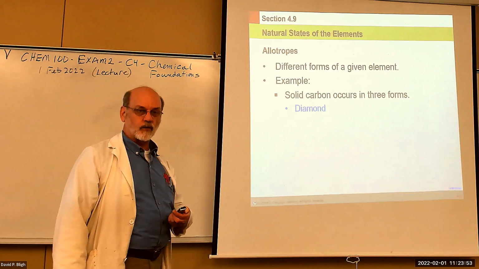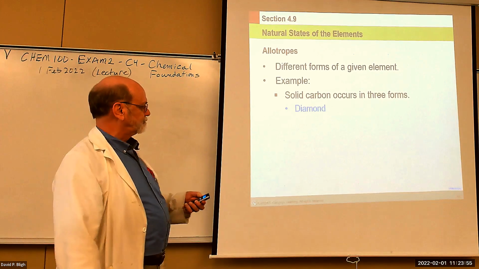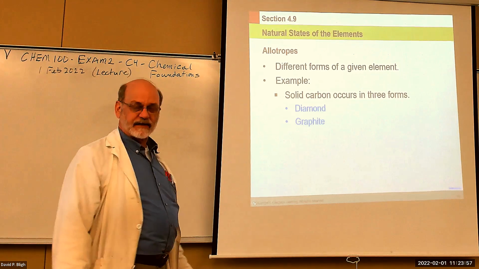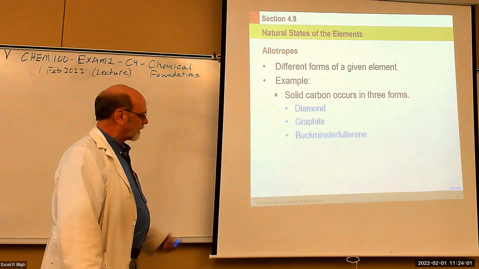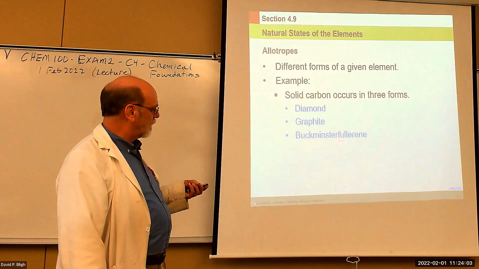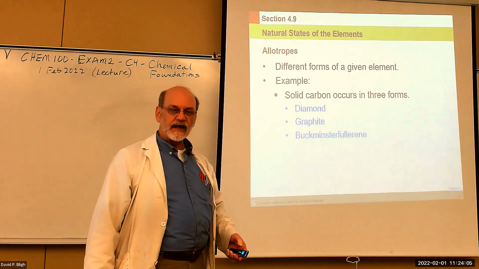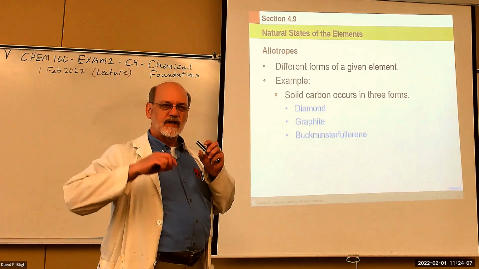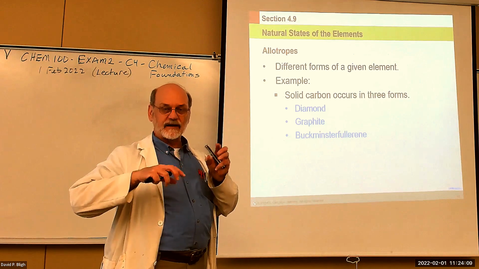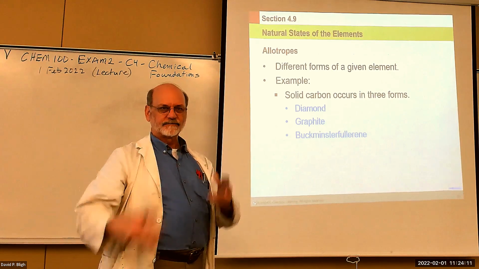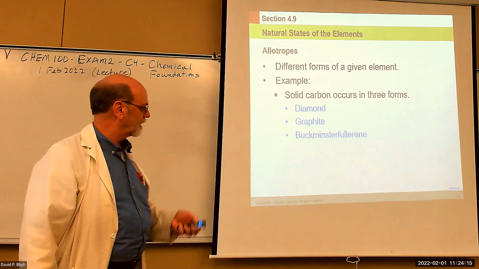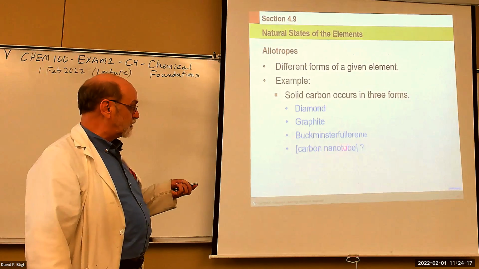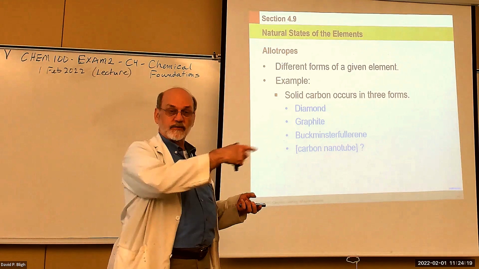It's a network solid. Graphite is a form of carbon. This is a weird one. Buckminster fullerene. It's a combination of carbon atoms, 60 of them exactly, that forms kind of a ball. So they call these buckyballs. And then nanotubes. You can form carbon nanotubes.